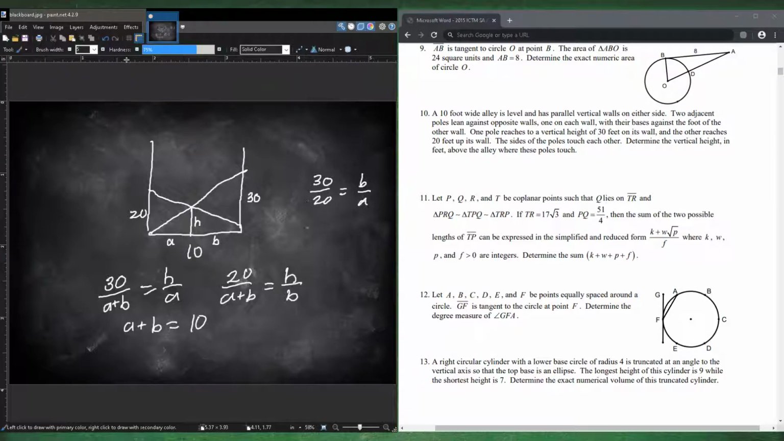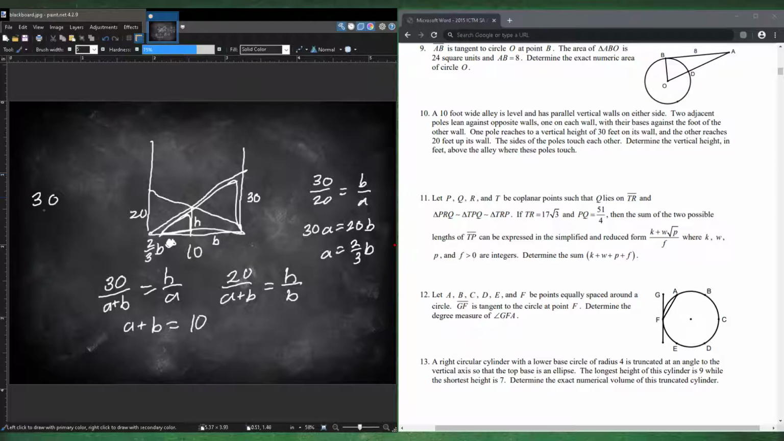Okay, so that gives us that 30A is equal to 20B. So A is equal to 2/3 of B. Okay, so we know A is 2/3 of B, so just substitute that in. So now we just solve this one using proportions again.